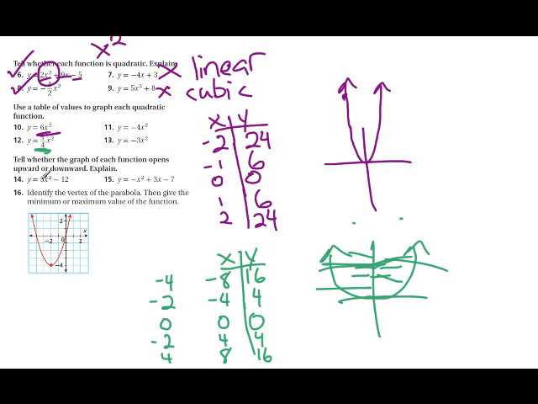Okay. Tell whether the graph opens up or down. Explain. We went over this. If A is positive, it opens up. If A is negative, it opens down. Identify the vertex. Remember, the vertex is either the peak or the valley. In this case, is this point right here. Is that a minimum or the maximum? Since it's at the bottom, that is the lowest it can go, so it is the minimum.